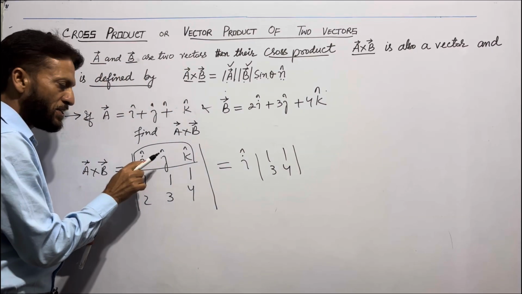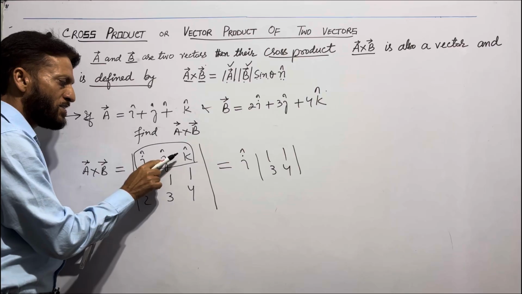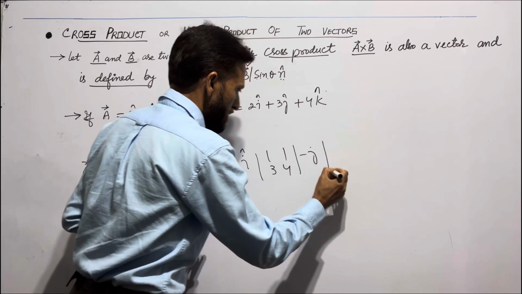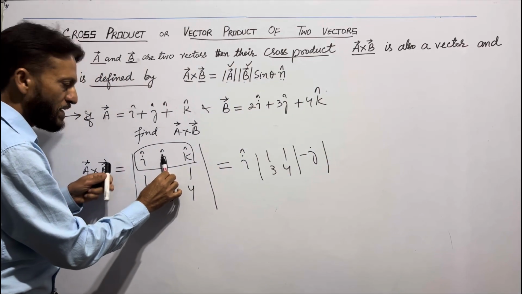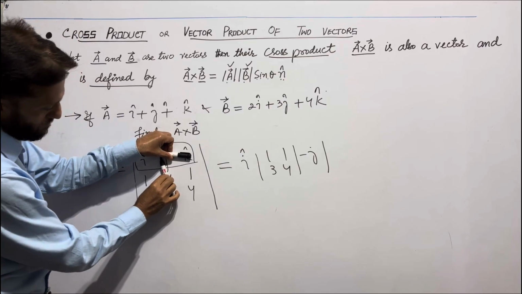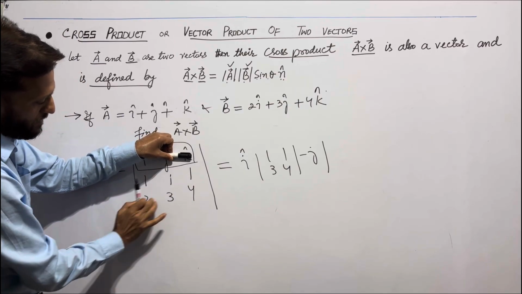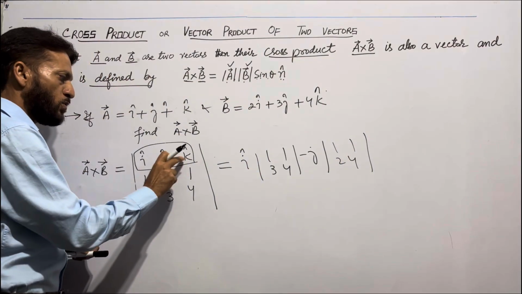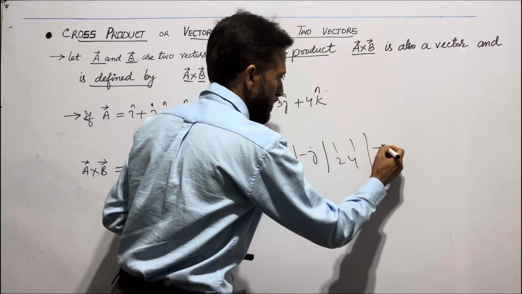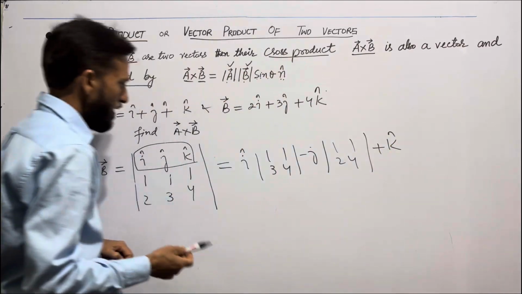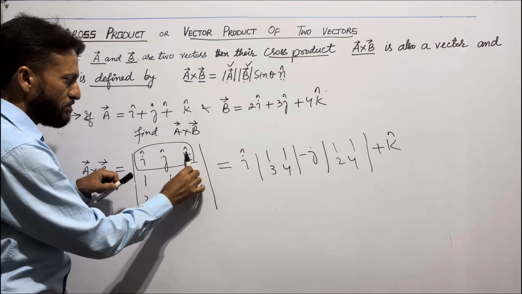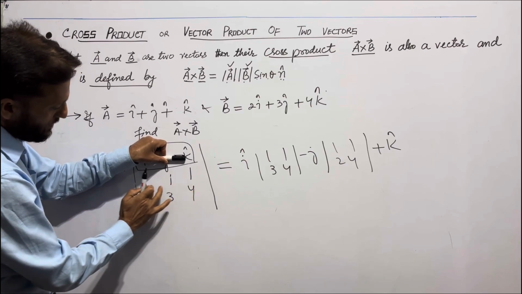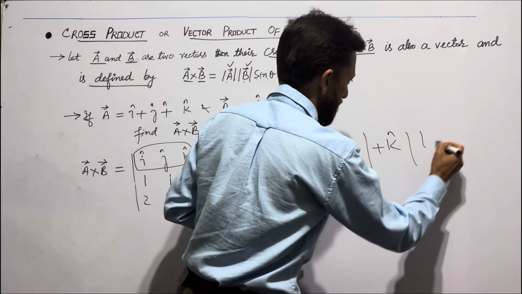Now I am considering the first row. After i cap I have j cap. i cap is plus, the second one is minus. I will write minus j cap. I will hide the column containing j cap and this row. Now I have 1, 1, 2, 4. I am considering the first row. Then I have k cap. I will write plus k cap. Again I will hide the column containing k cap and the row containing k cap. I am left with 1, 1, 2, 3.